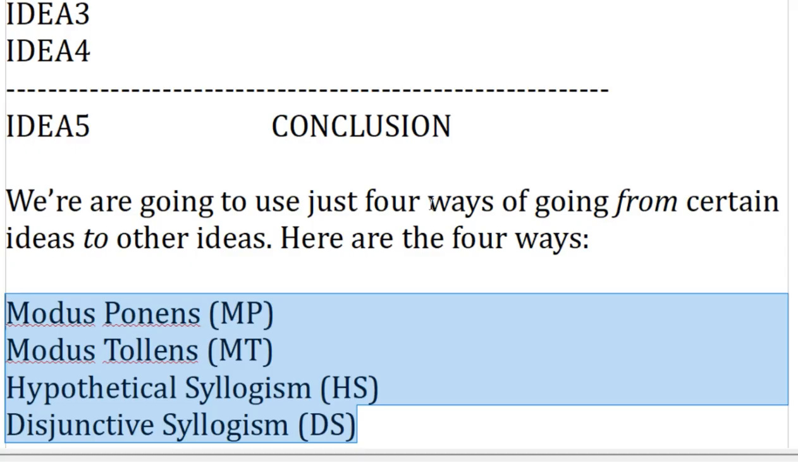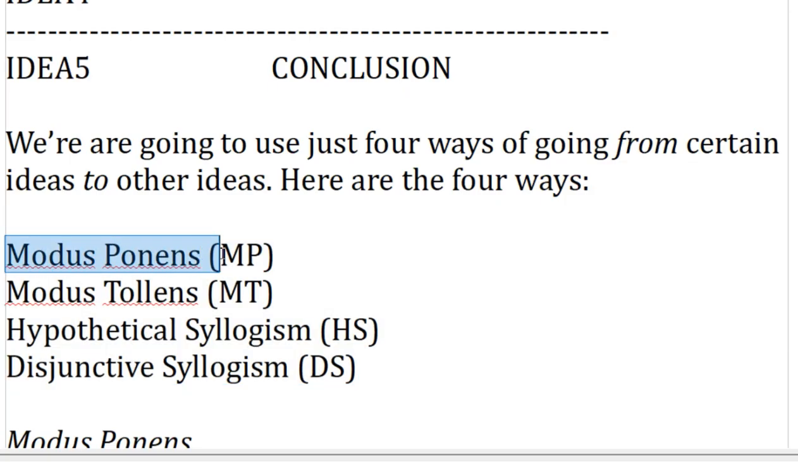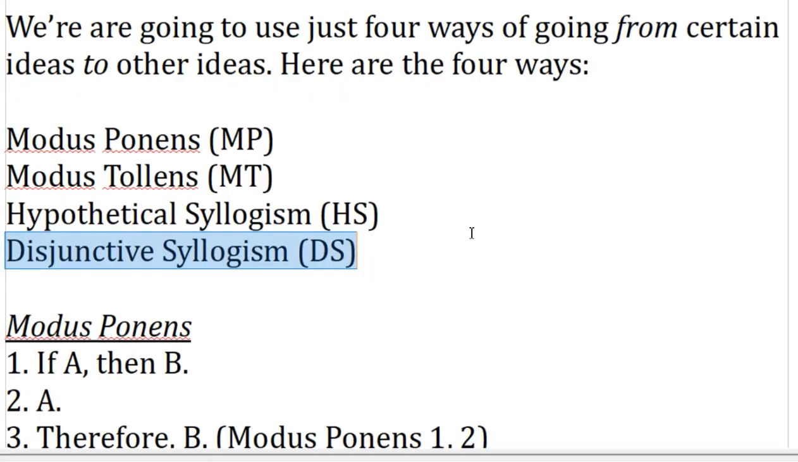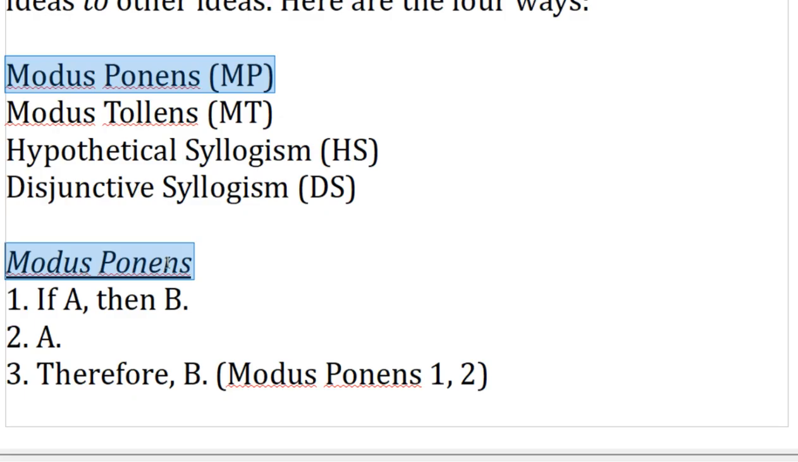So the 4 rules of logic that you are limited to, as you can see, are called modus ponens, which can be abbreviated with the letters MP. You have modus tollens, MT. You have hypothetical syllogism, HS. And you have disjunctive syllogism, DS. Let's now learn what these rules are, starting with the rule modus ponens.